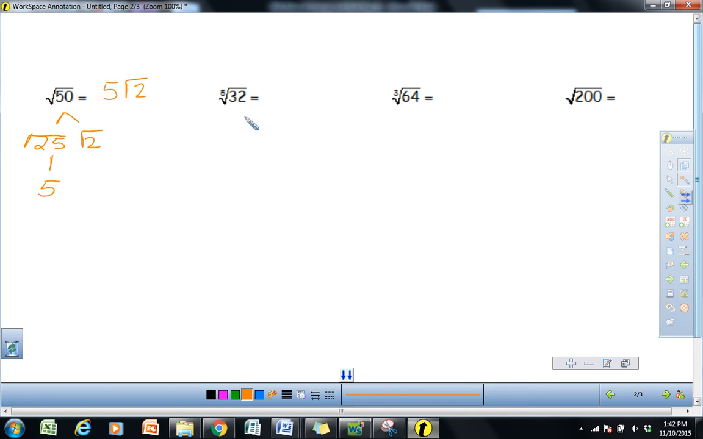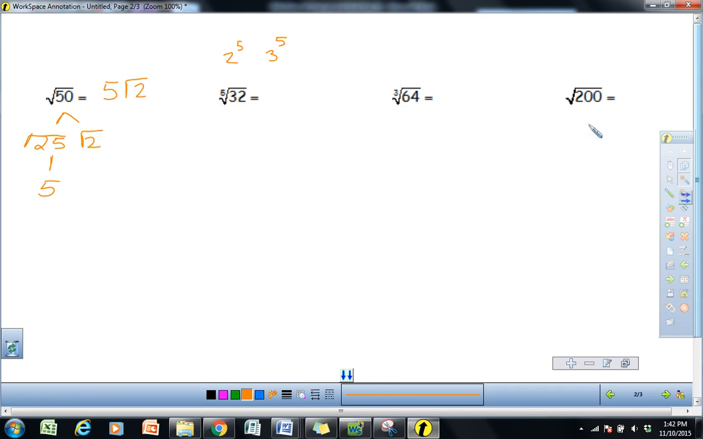Fifth root of 32. Now that one, we don't have any fifth powers on our list up there, so I would check, see what 2 to the 5th is and what 3 to the 5th is. If either of them is 32, then you have your answer. Cube root of 64. So you look up on your sheet and see what times itself 3 times will give you 64.